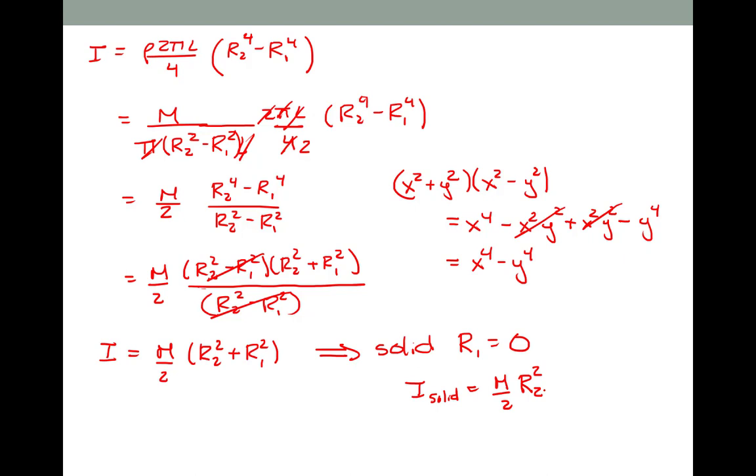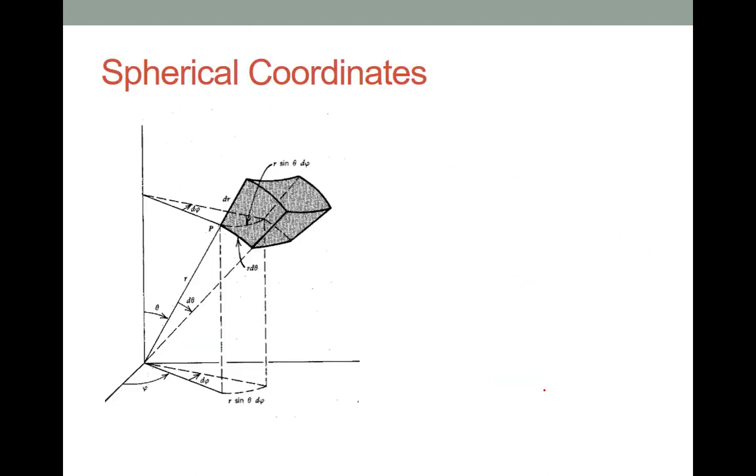Finally, for our last example we're going to work in spherical coordinates and calculate the moment of inertia of a uniform solid sphere. Again, I've copied a figure because I can't draw it this well. In spherical coordinates, the variables are r, so from the origin out to where your volume element is. So from here to here, you can see that's labeled r.